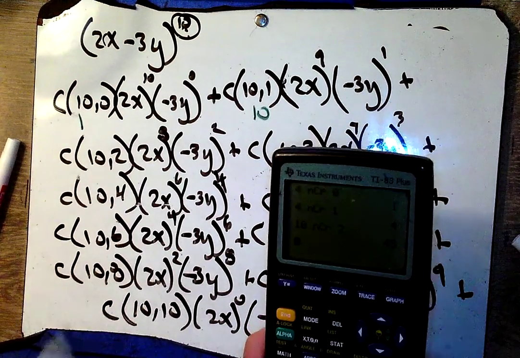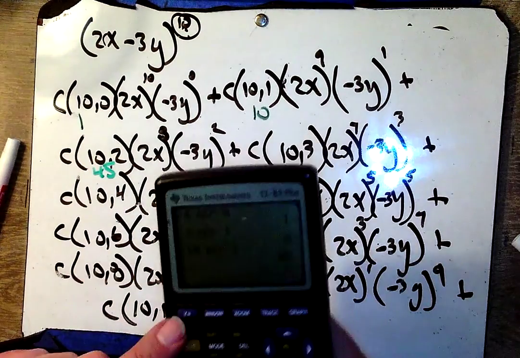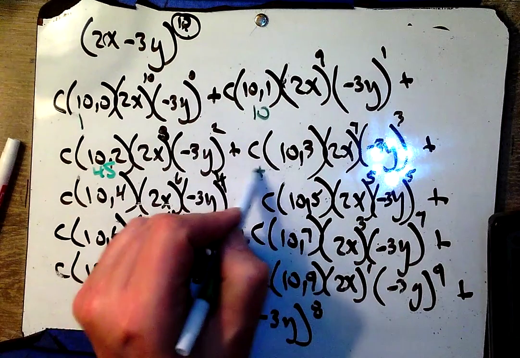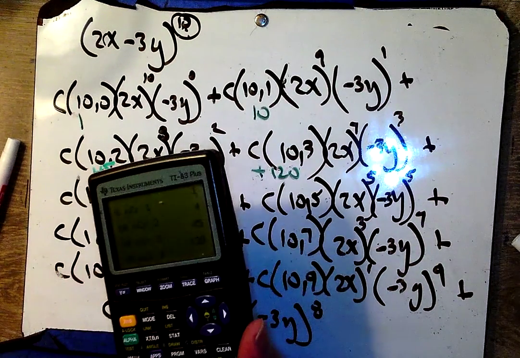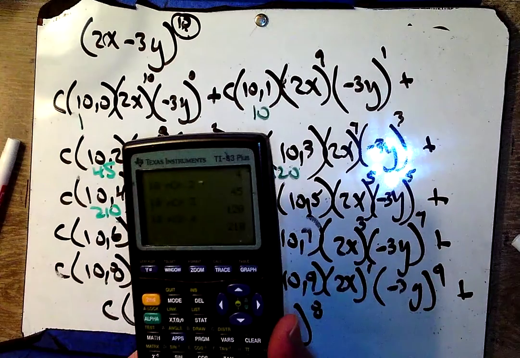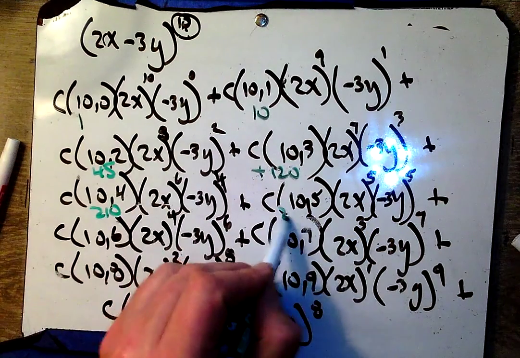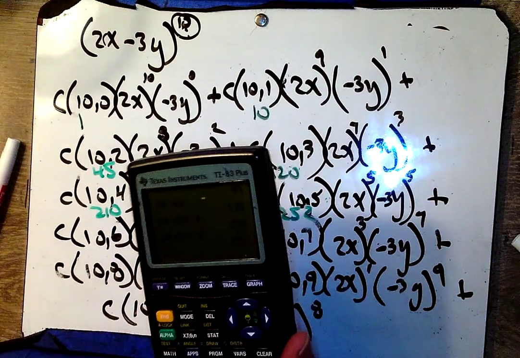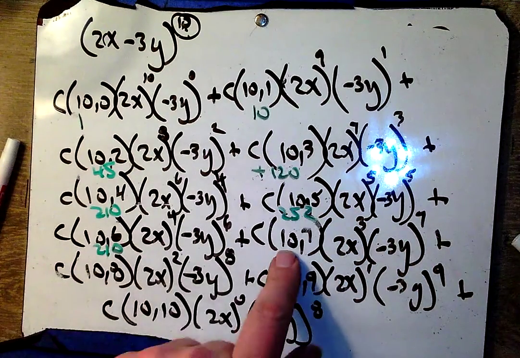2. It's going to be 45. 10 combination 3. I can just go back and edit that value. It's 120. 10 choose 4, I get 210. 10 choose 5, I get 252. Plus 10 choose 6, I get 210.